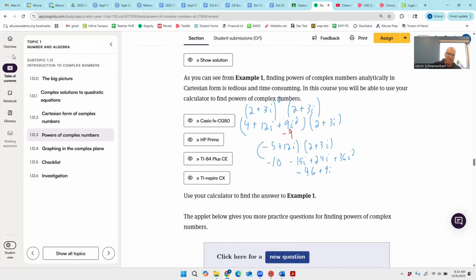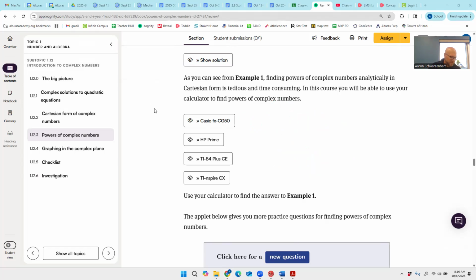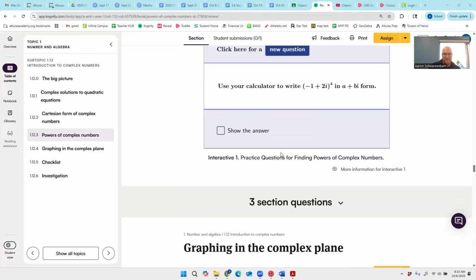And yes, you could just type that right into your calculator. Do you remember where the i button is? It's next to pi.